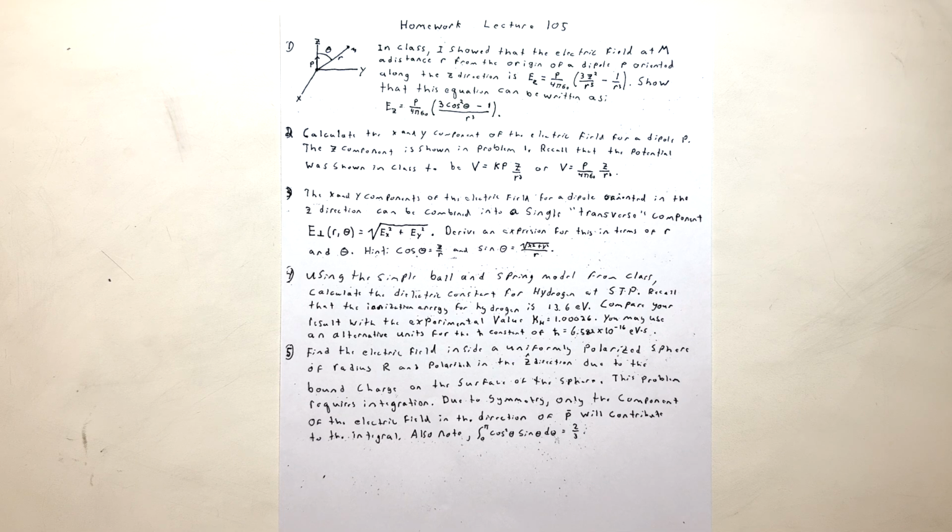Okay, number 3. The x and y components of the electric field for a dipole oriented in the z direction can be combined into a single transverse component. And the E sub transverse as a function of r and theta is just equal to the square root of E sub x squared plus E sub y squared. And so we want to derive an expression for this in terms of r and theta. Hint, cosine of theta is z over r. Sine of theta is the square root of x squared plus y squared, all divided by r.